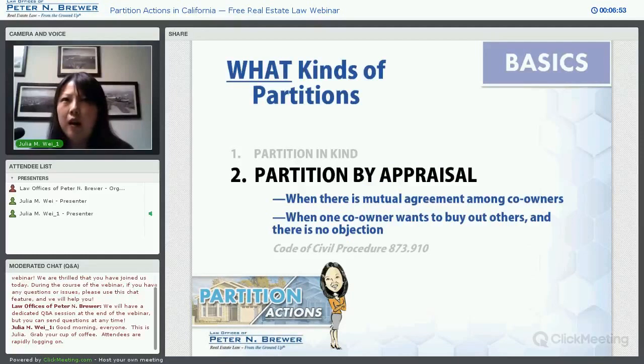There's another method when the parties are somewhat in agreement. So you can seek partition by appraisal. It has to be voluntary, though, in the sense that both sides, or if there are multiple sides, they all need to agree that they will do the partition by this method. And this could work in circumstances where one of the co-owners has expressed interest in buying out the property, but there's significant disagreement about the value of the property.